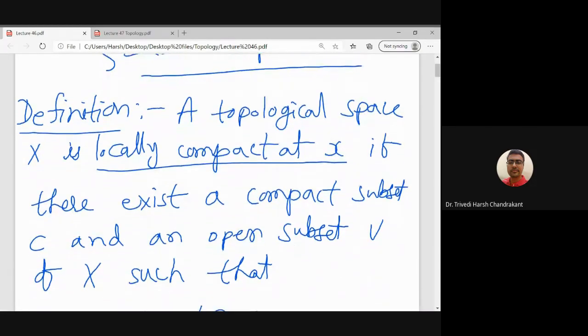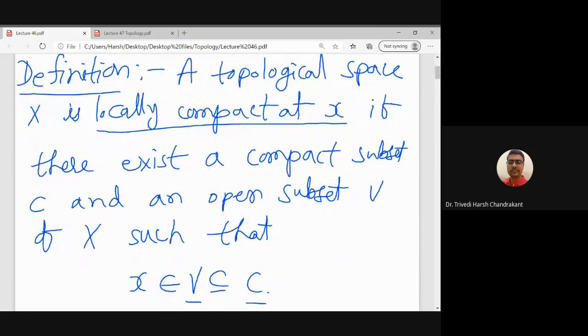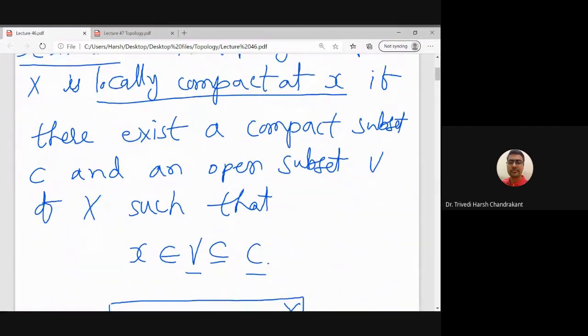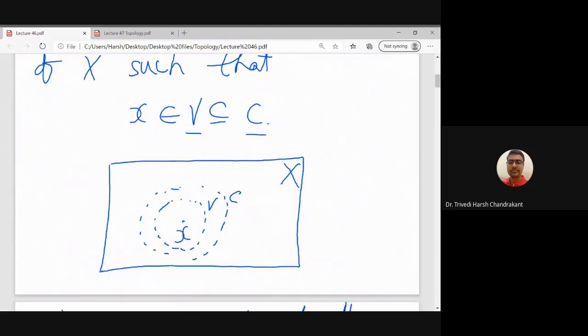A topological space X is locally compact at a particular point small x if there exists a compact set C and an open set V such that x belongs to V, which is a subset of C. So if for every point x we can find this pair V and C around the point x, that is, each x satisfies this property, then the whole space is called a locally compact space. So this is basically the local behavior.